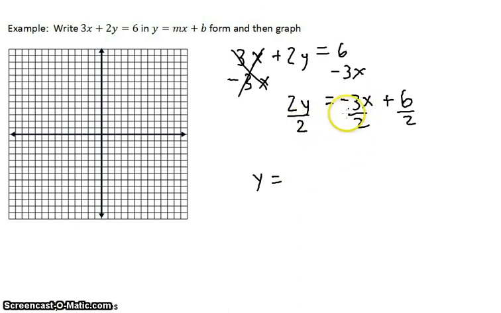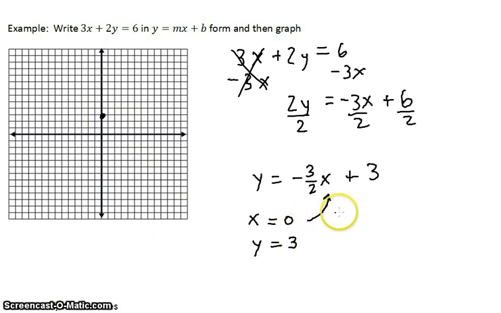So what I'm left with is, well, this becomes a fraction. Negative 3 halves x plus 6 divided by 2, that becomes a 3. Now, when you graph this, you have to pick 2 points again. So I'm going to let x equal 0, and I'm going to do the exact same thing, except it's not going to be a function. So I'm going to plug this in here, and if you plug 0 in, this whole thing becomes 0, and you get y equals 3.